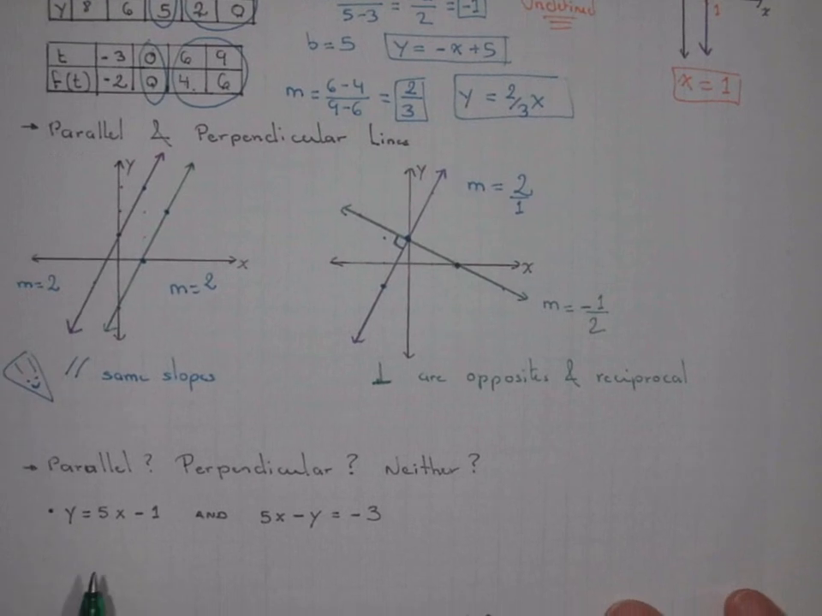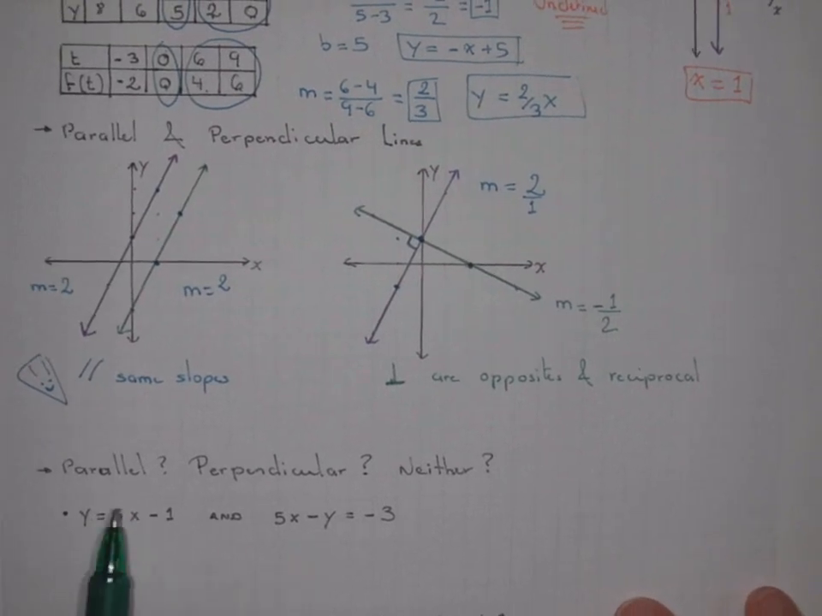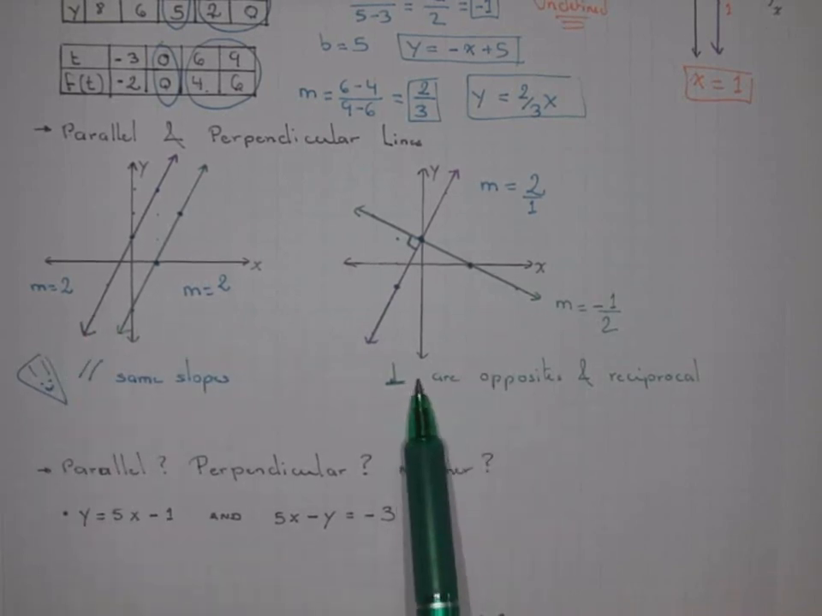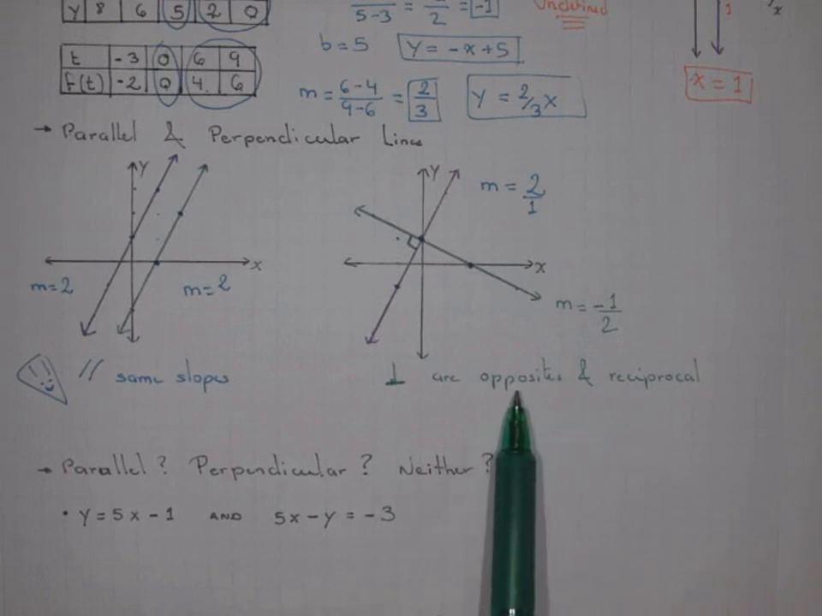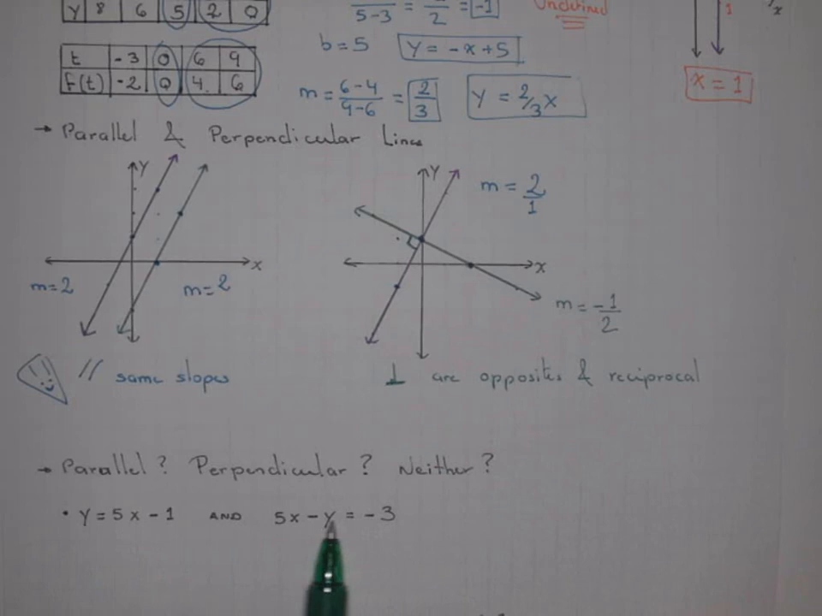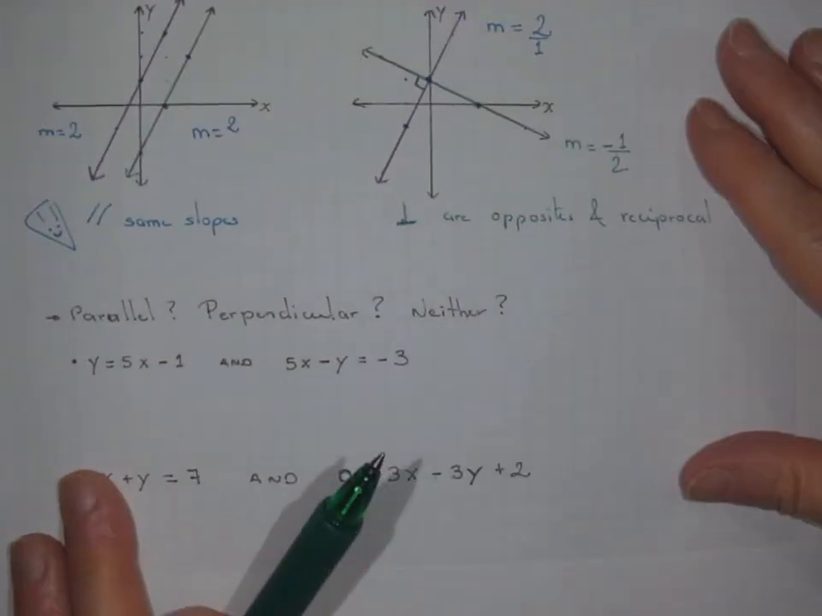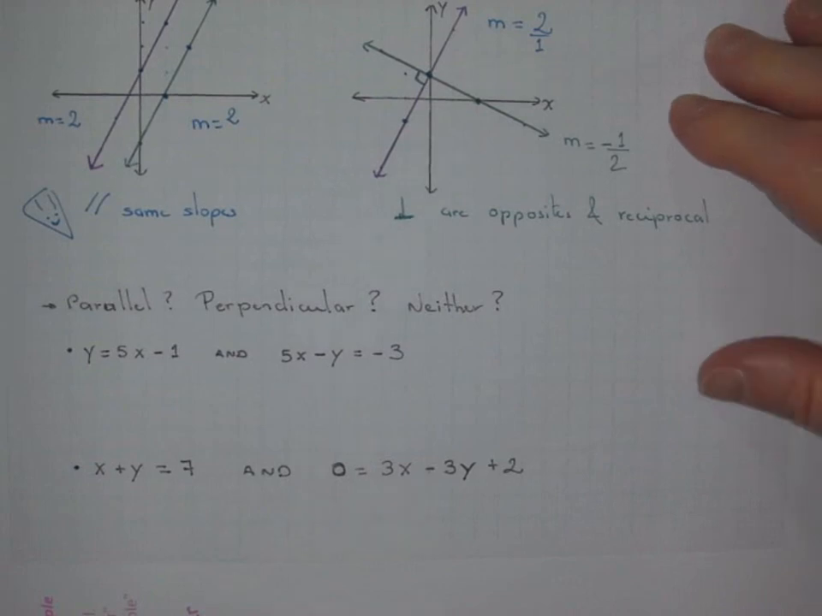So then we have to check now. We're given two equations and we want to know, are they parallel, perpendicular, or neither? So parallel would mean we need to end up with the same slope. Perpendicular would mean we need to end up with two slopes that are opposite and reciprocal. Well, we can't look like that because they are not in the same form. So the first thing we have to do is write them in that same format. So let's do that first.